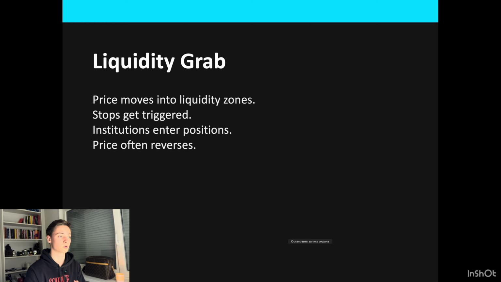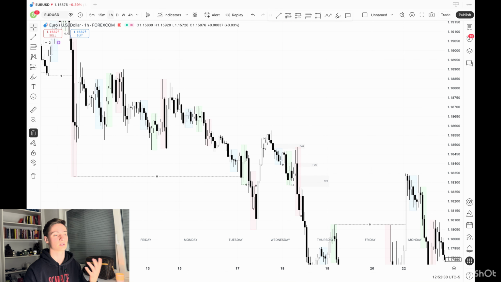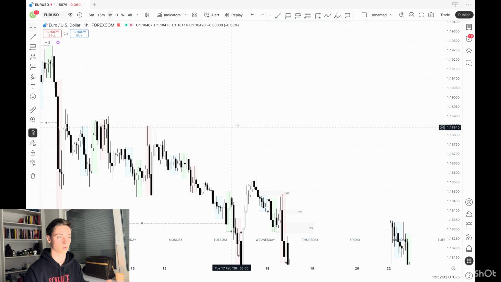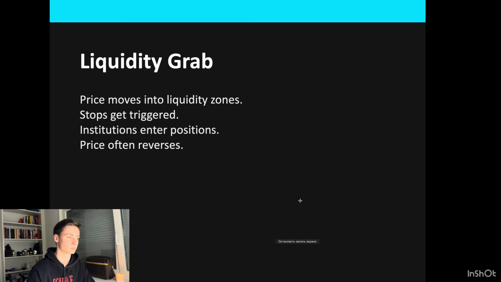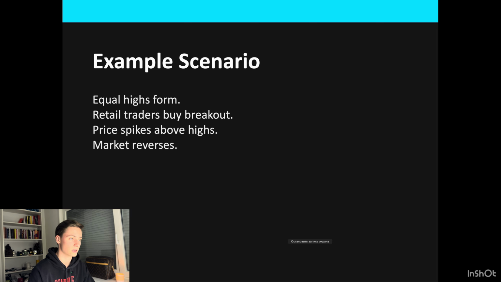Liquidity grab. Price moves into a liquidity zone, stops get triggered, institutions enter a position, and price often reverses. This is exactly what I've told you right now. They induce price, induce some orders, and then they push price in the opposite direction. That is what a liquidity grab means. Example scenario.